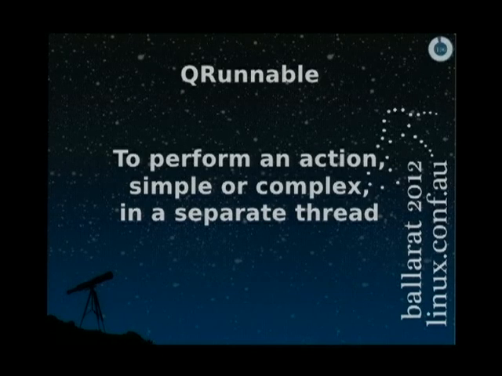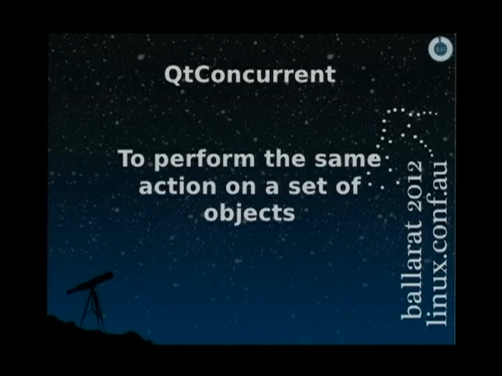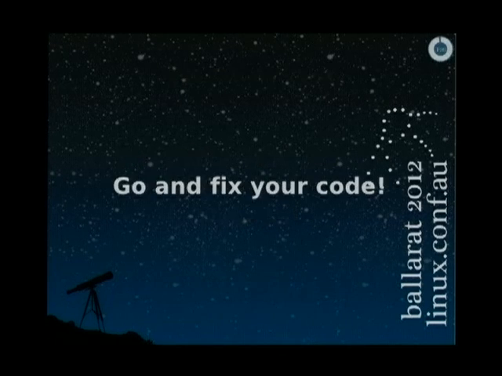QRunnable. QRunnable is great to perform an action, whether simple or complex, in a separate thread, without hassle. So you can simply rely on a single function. You can even use QtConcurrent::run for that, which I did not talk about intentionally because I really want people to use QRunnable, which is much safer. And last but not least, actually last but first, Qt Concurrent, which is probably the solution to all of your problems when it comes to multithreading. Perform the same action on a set of objects. This is probably the best feature in Qt in regard to multithreading.